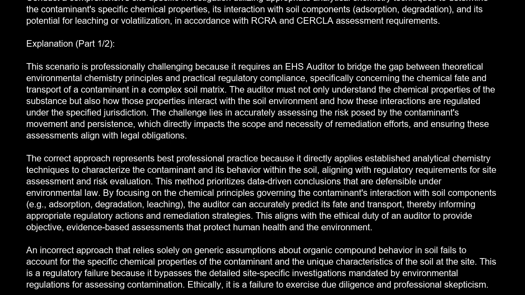An incorrect approach that relies solely on generic assumptions about organic compound behavior in soil fails to account for the specific chemical properties of the contaminant and the unique characteristics of the soil at the site. This is a regulatory failure because it bypasses the detailed site-specific investigations mandated by environmental regulations for assessing contamination. Ethically, it is a failure to exercise due diligence and professional skepticism.